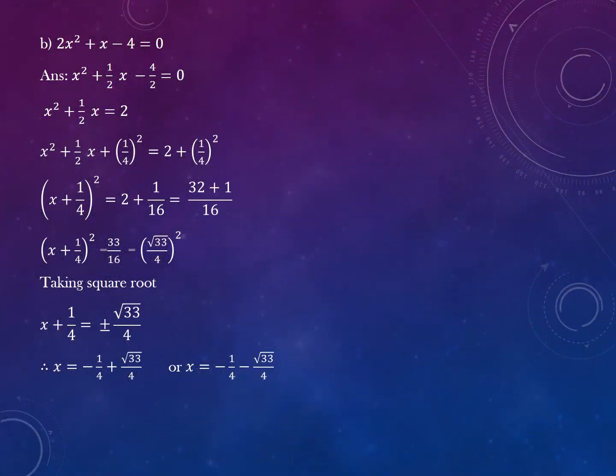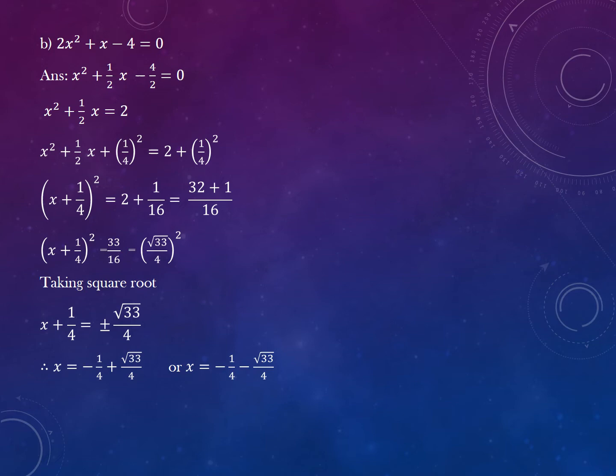Question B. 2x square plus x minus 4 equal to 0. Dividing throughout by 2, equation becomes x square plus 1 by 2x minus 4 by 2 equal to 0. We are dividing by 2 to make the coefficient of x square as 1. Now transposing 4 by 2 to the right side, it is written as x square plus 1 by 2x equal to 2.